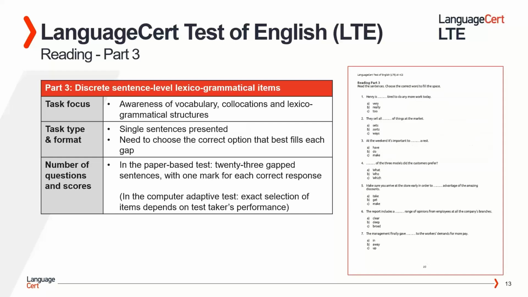This sample is from Part 3, which assesses awareness of vocabulary, collocations, and lexicogrammatical structures. Here, test takers are required to read single sentences and need to choose the correct option that best fills each gap. The paper-based test presents them with 23 gapped sentences with 1 mark for each correct sentence.